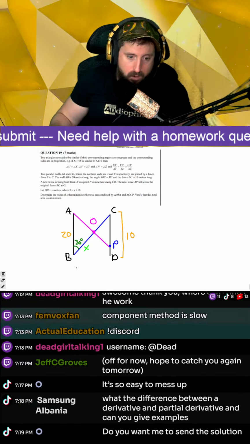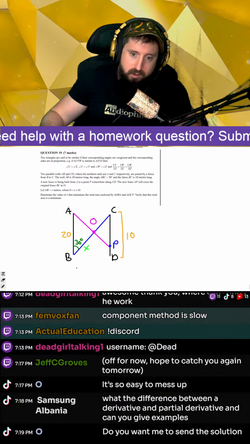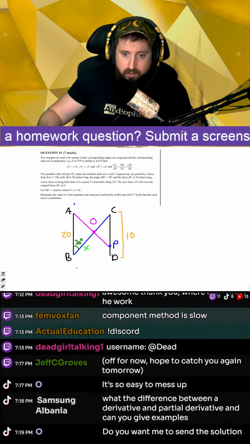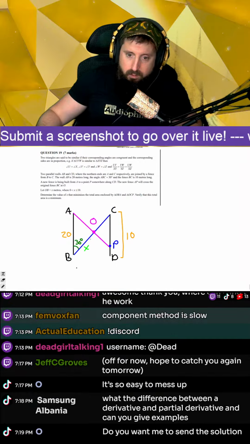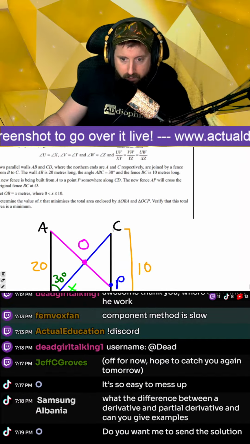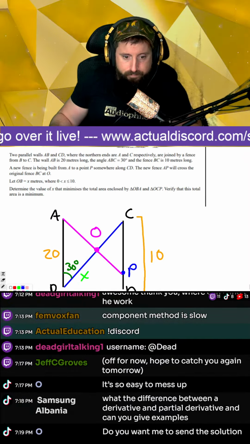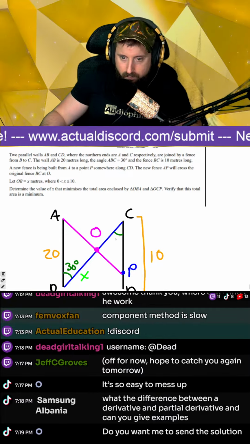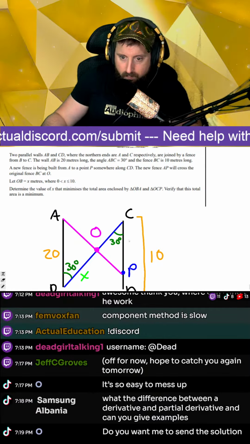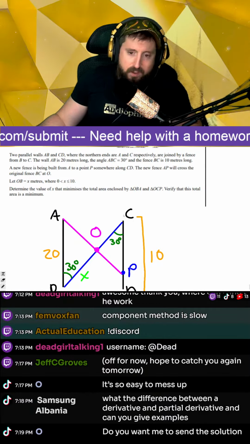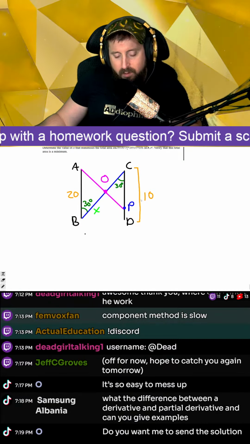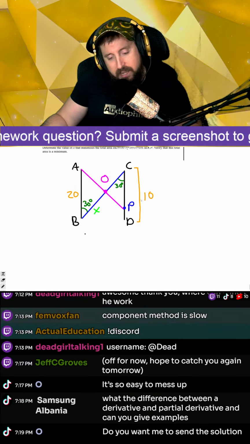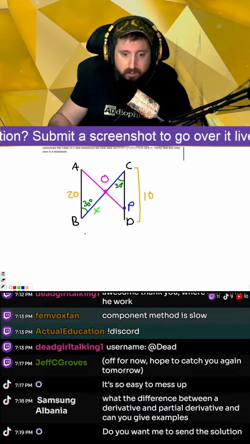If you want to send the solution, I like to attempt this. The cool thing I know is that if this is 30 degrees, since these are parallel lines, this is what we call a transversal, two parallel lines and a transversal. This is also 30 degrees, right? And then if I want to talk about the area... oh, yeah, I think I got this.